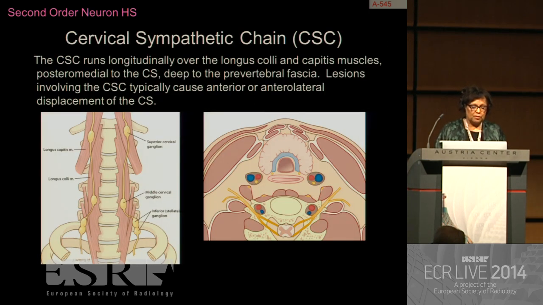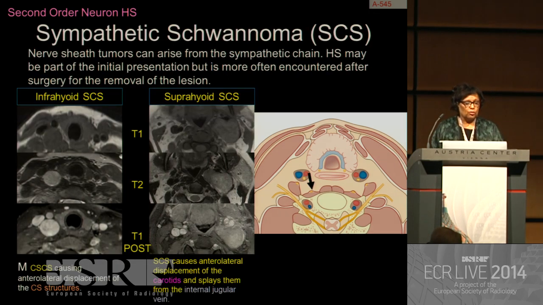The cervical sympathetic chain runs longitudinally over the longus colli and capitis muscles, and it's found posterior medial to the carotid sheath, deep to the prevertebral fascia. So lesions, when they involve the cervical sympathetic chain, typically cause anterior and anterolateral displacement of the carotid sheath structures. Nerve sheath tumors can arise in the sympathetic chain, and Horner syndrome may be part of the initial presentation, but more often than not, the Horner syndrome occurs after the patient has had surgery to have the lesion removed.